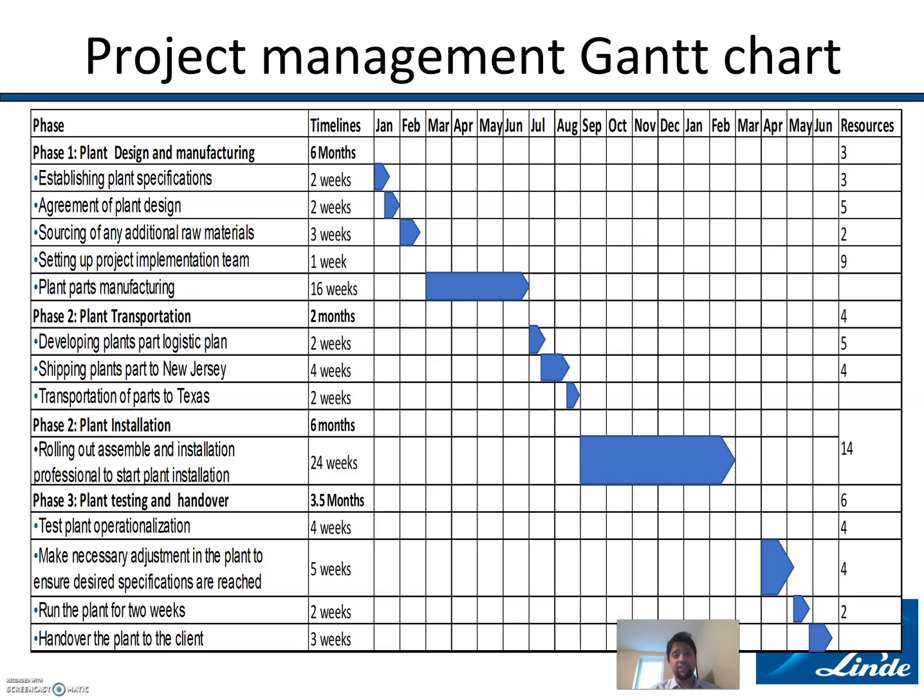Project management Gantt chart. So when we look at all the data and look it over in a Gantt chart, we can realize that part manufacturing is going to take 16 weeks, and rolling out the phases as a plant installation is going to take 24 weeks. These are our high time consuming tasks, and I just wanted to get everyone on board with the timing so we can have a successful project implementation.